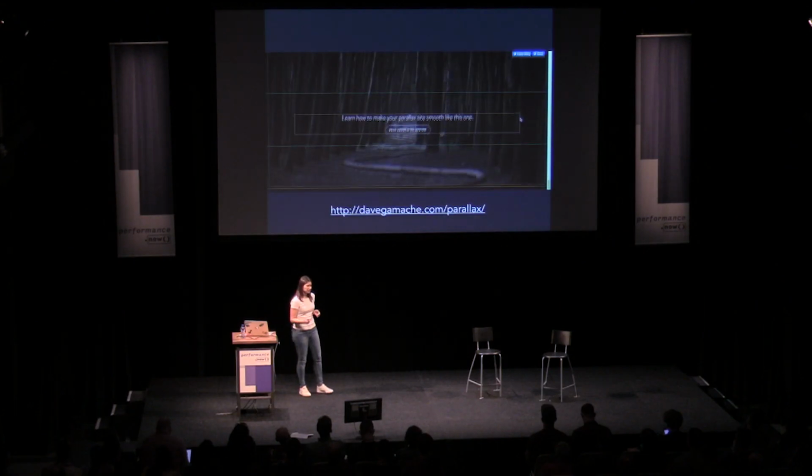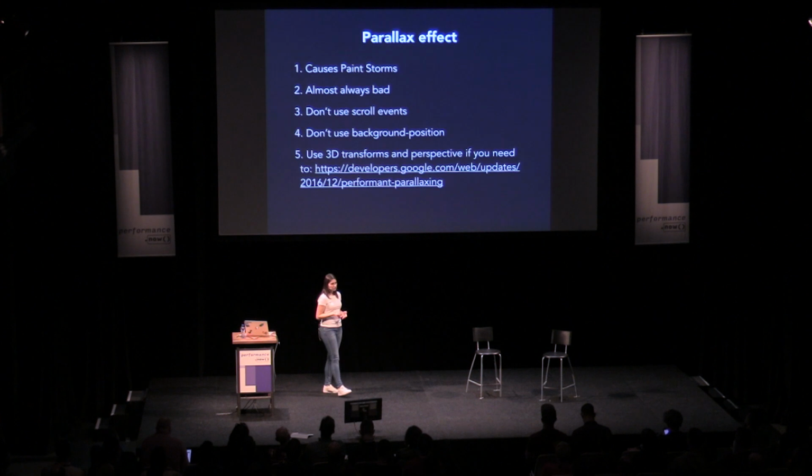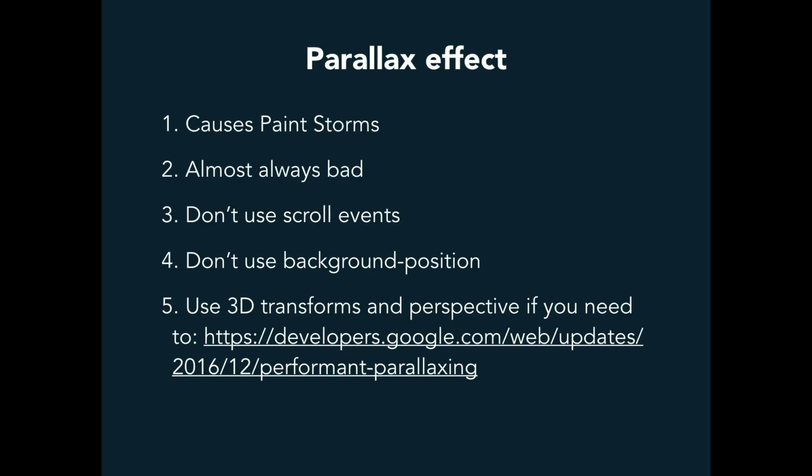So as you can imagine, it's not really performant because of this parallax effect. Parallax effect causes paint storms, and it's almost always bad. And if you really, really need to have it on your page, you shouldn't use scroll events, or you shouldn't use background position, because these are both techniques that will cause these paint storms. And if you really need to use it, you should use the technique with 3D transforms and perspective. And here's the link how to do that. But if you can, just tell your clients it's not a good idea.